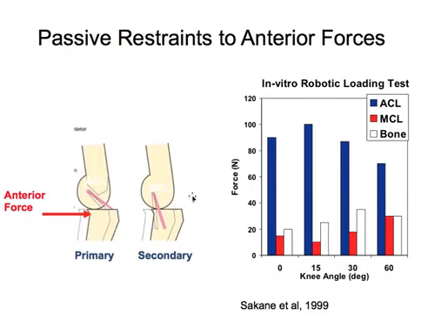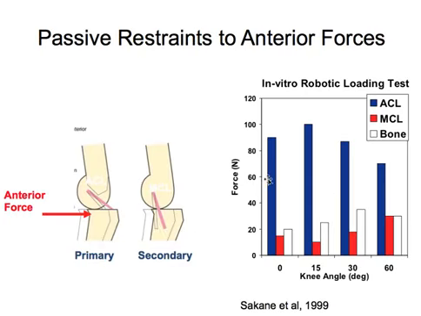So this is a study using a robotic knee, where they imposed motion on a robotic knee and then tested the strains in the ACL, MCL, and the bone during these different motions. What this diagram is trying to show is that if you have an anterior translation, the primary restraint is the ACL, and the secondary restraint is shown as the stretch in the MCL as you translate anteriorly.